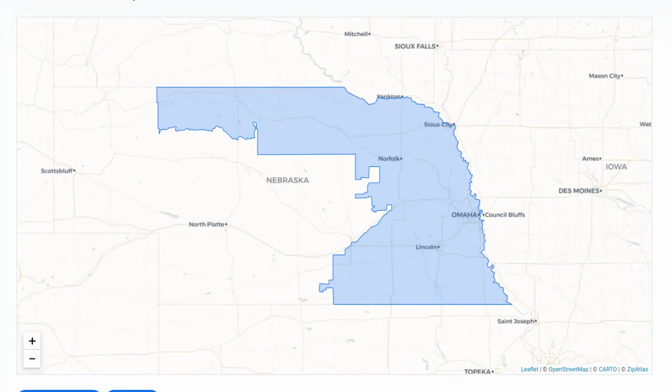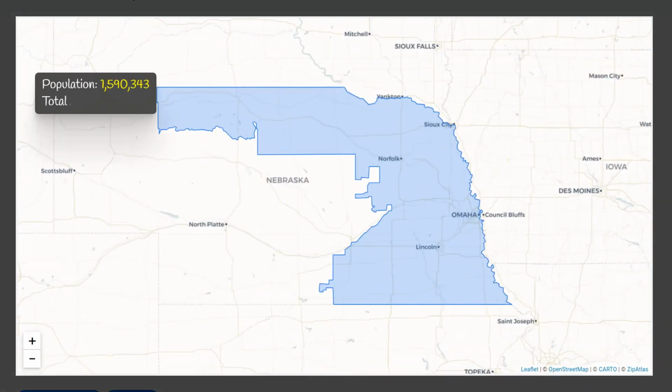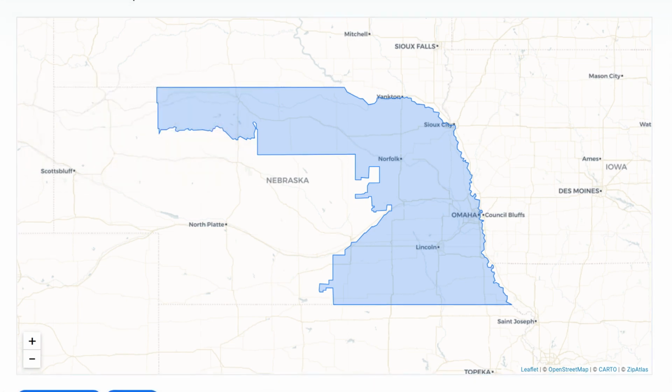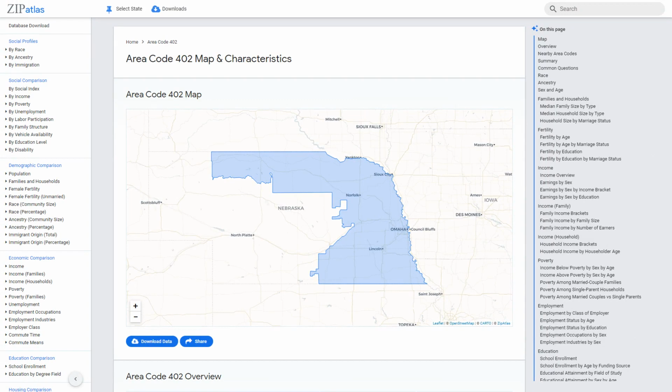Area code 402 covers a vast stretch of land in the state of Nebraska, encompassing 30.9 thousand square miles. With a population of 1.6 million, the area has a relatively low population density of 51 people per square mile. This suggests a large portion of the state is rural and sparsely populated.